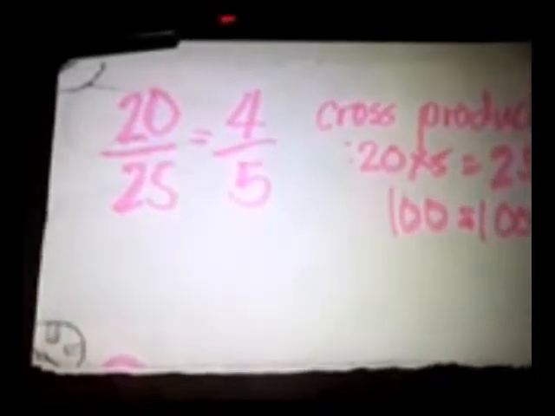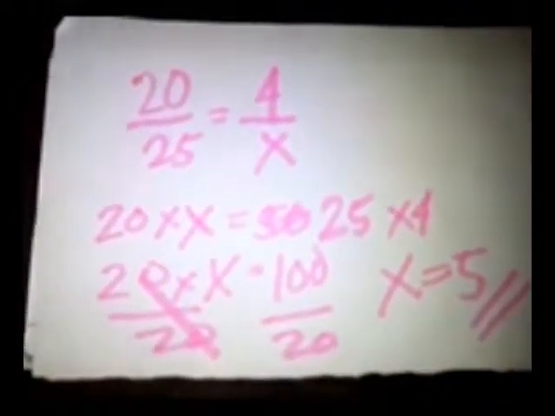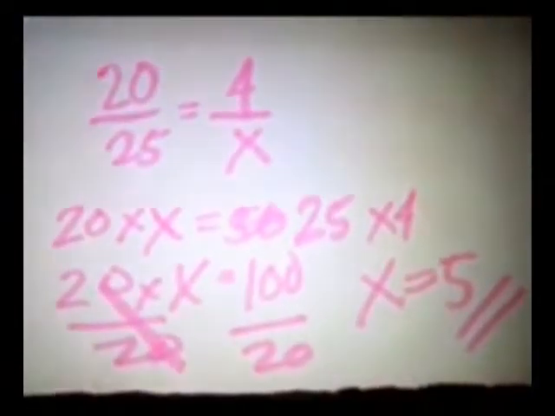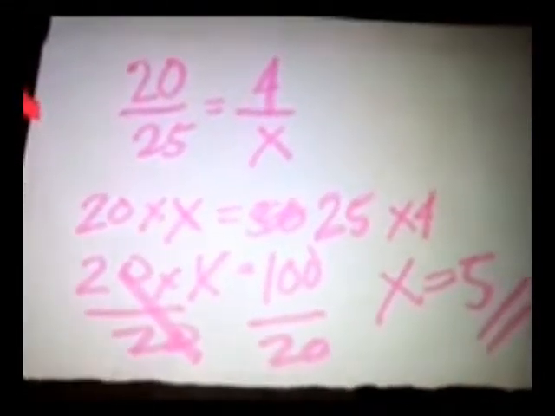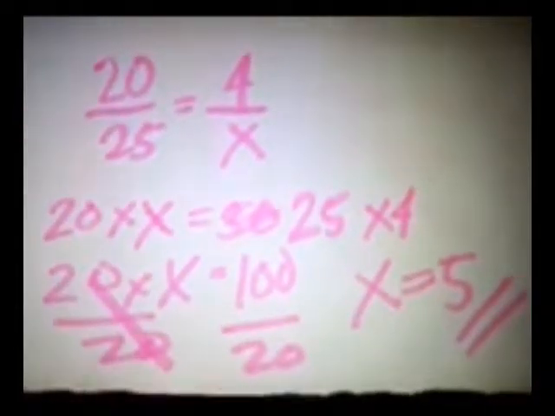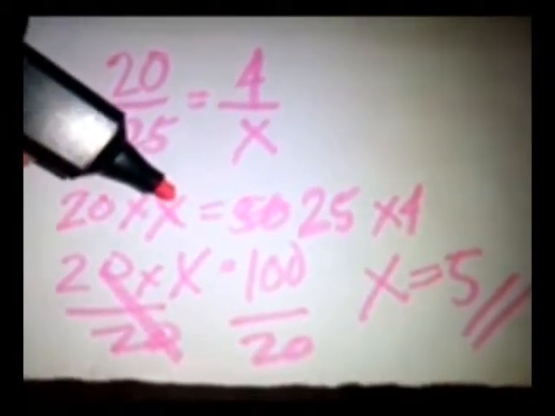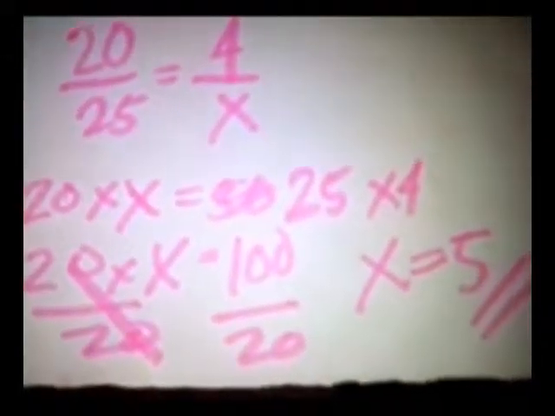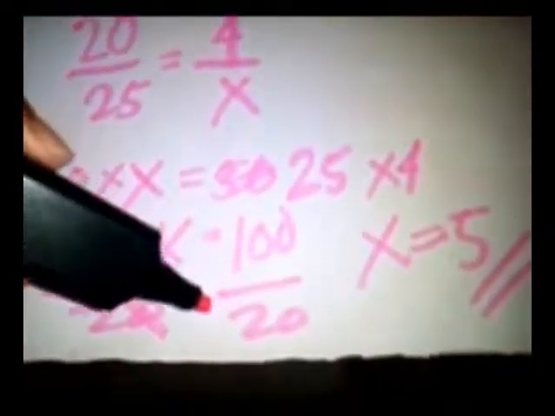Since the cross products are both equal to 100, we know that these ratios are equal and that this is a true proportion. We can also use cross products to find a missing term in a proportion. Here's an example. First, write the proportion using a letter to stand for the missing term. We find the cross products by multiplying 20 times x and 25 times 4. Then divide both sides by 20 and find the x. 100 divided by 20 is 5. The x is equal to 5.